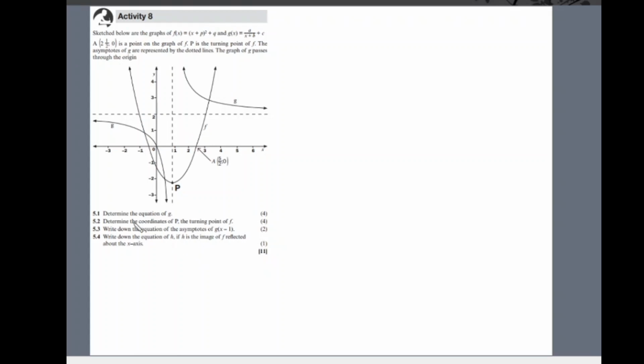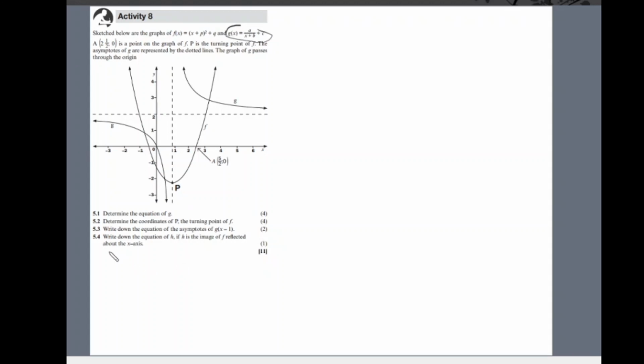So, question 5: the sketch below represents the graphs of f and g. A is a point on the graph of f, P is a turning point of f, the asymptotes of g are represented by the dotted lines, and the graph of g passes through the origin. Question 5.1 says determine the equation of g. g is this hyperbolic function.